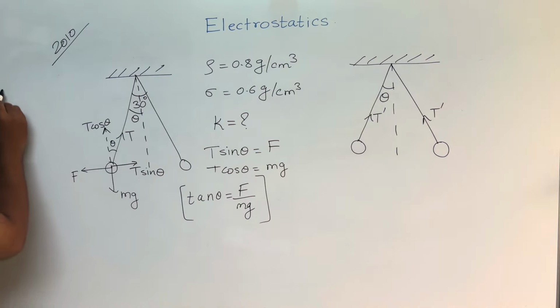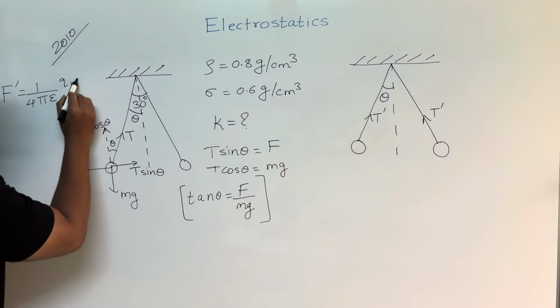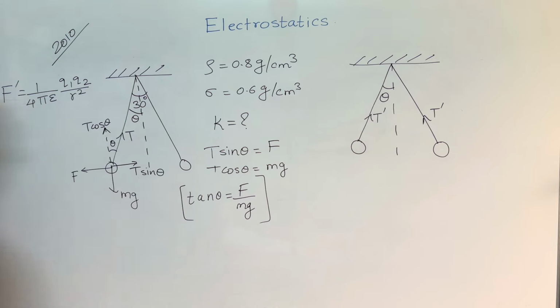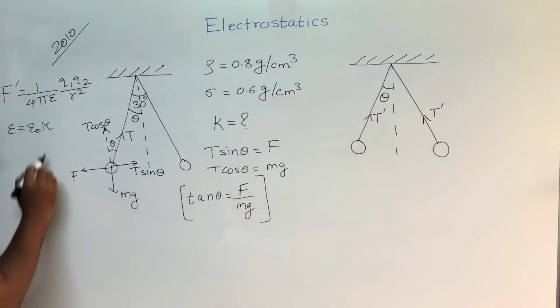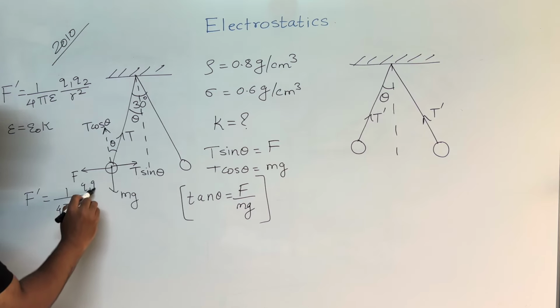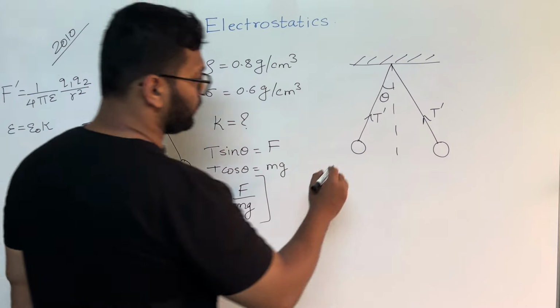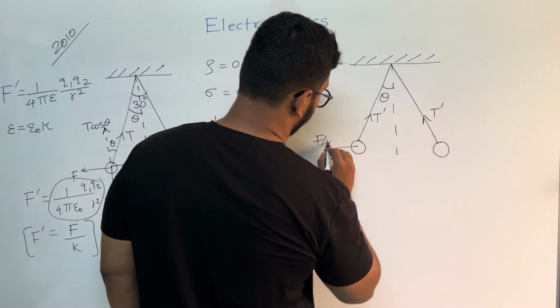Now the new force F dash is equal to 1 upon 4 pi epsilon Q1 Q2 by R square, right? This is the new force. But what is epsilon? Epsilon can be written as epsilon naught into K. So F dash can be written as the original force, which was 1 upon 4 pi epsilon naught Q1 Q2 by R square, divided by K. This was the original force, which is F. So F dash is F by K, right? So now F by K force will be applied in this direction.